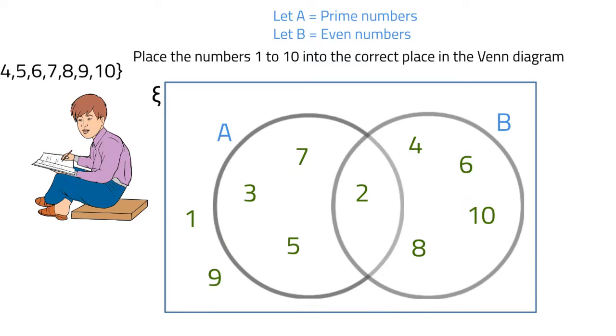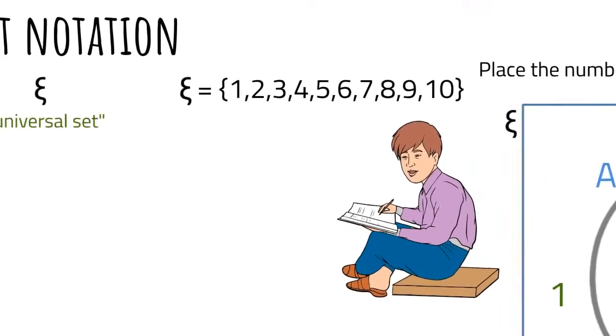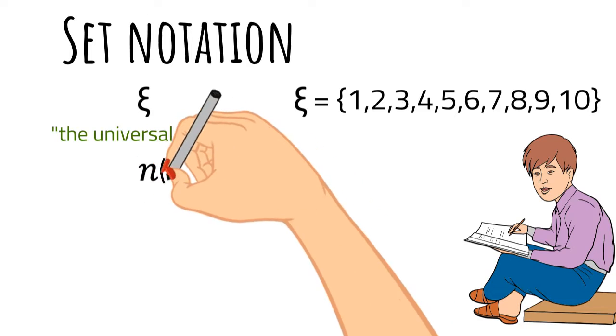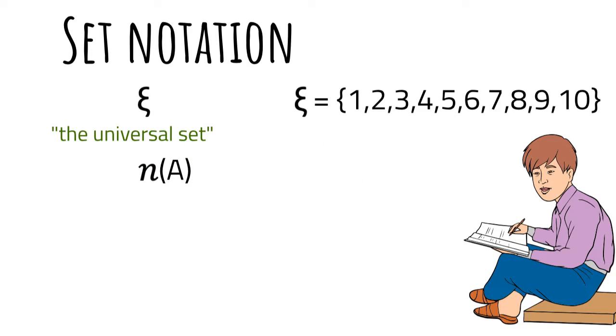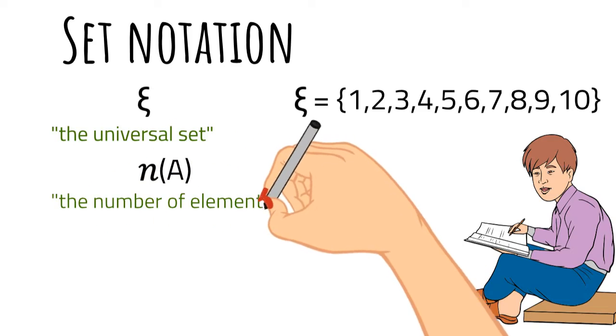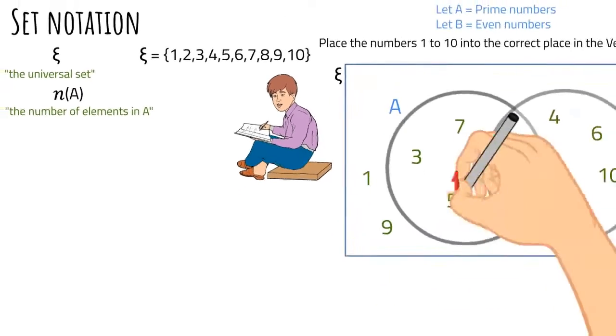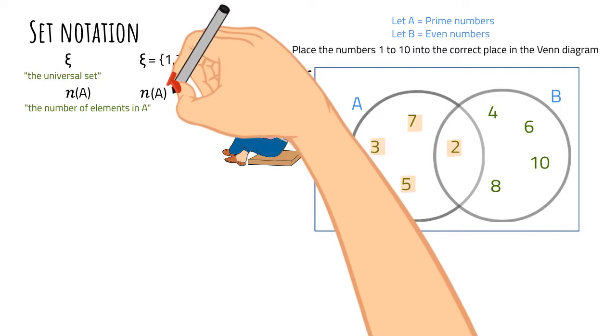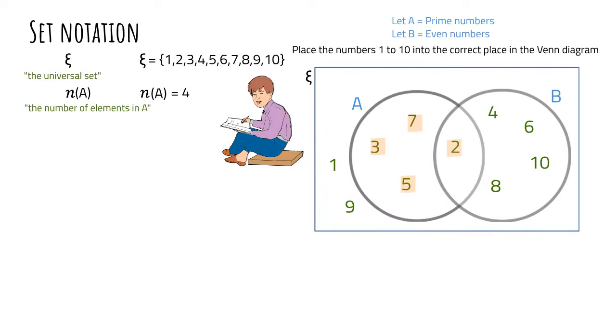The reason I've picked such a simple example for this is to talk you through set notation and new symbols. You can see set notation as kind of like a language. So n(A) means the number of elements in A. To find the number of elements, I just want to count how many numbers are in A. And in this case, there's 4 because 3, 5, 7 and 2 are within A.